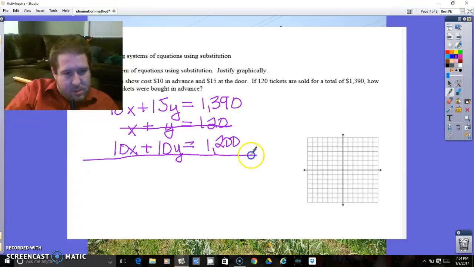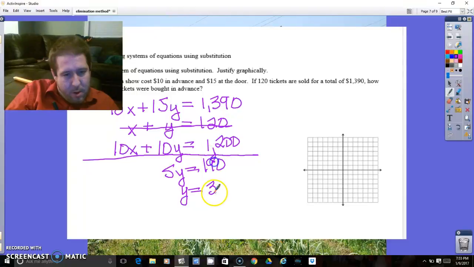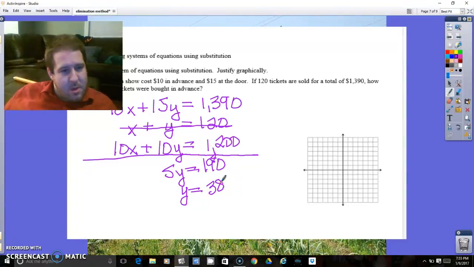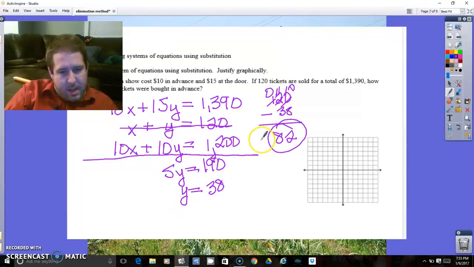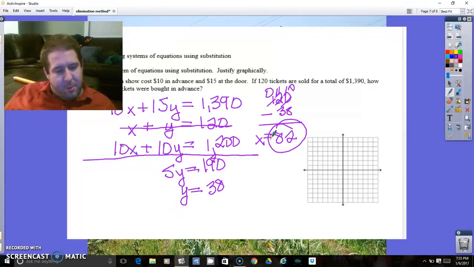Cross this out, subtract, 5y equals 190. Divide both sides by 5, and that tells me, let's see, 3 times 5 is 15, 4, 38. So y must be 38. So it looks like we sold 38 tickets at the door. Well, if it was 120 tickets minus the 38 tickets, that's going to give us 82 tickets. So it looks like x is 82 tickets, and y is 38 tickets at the door.